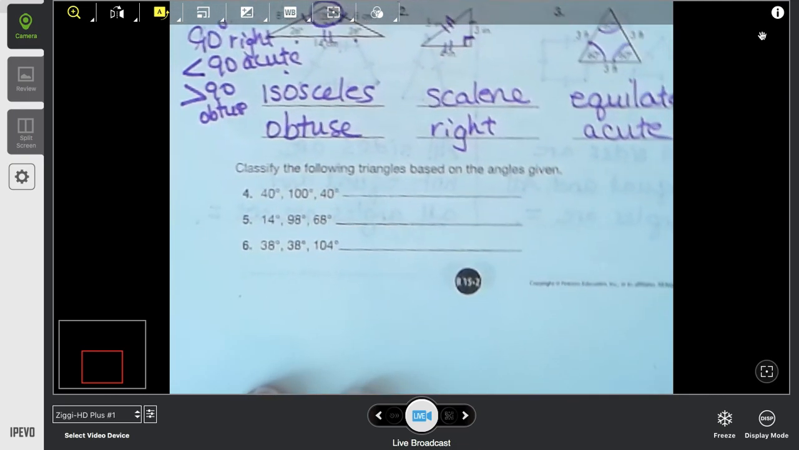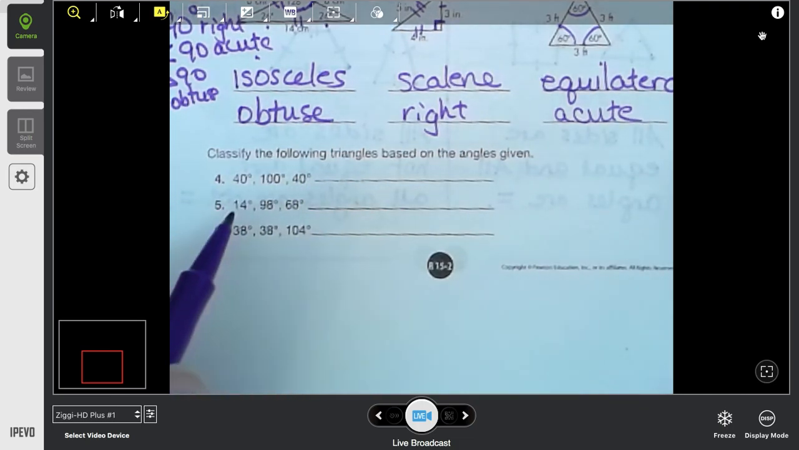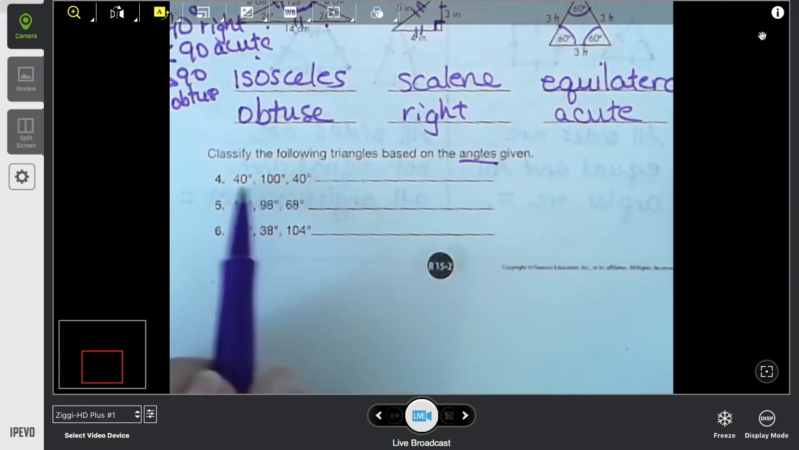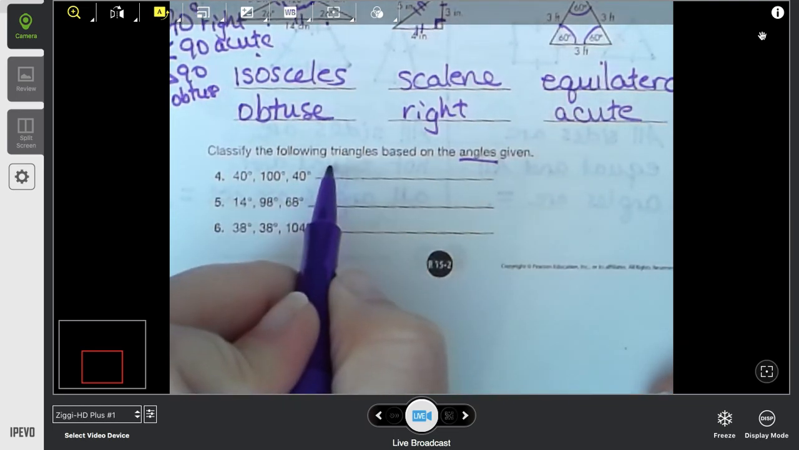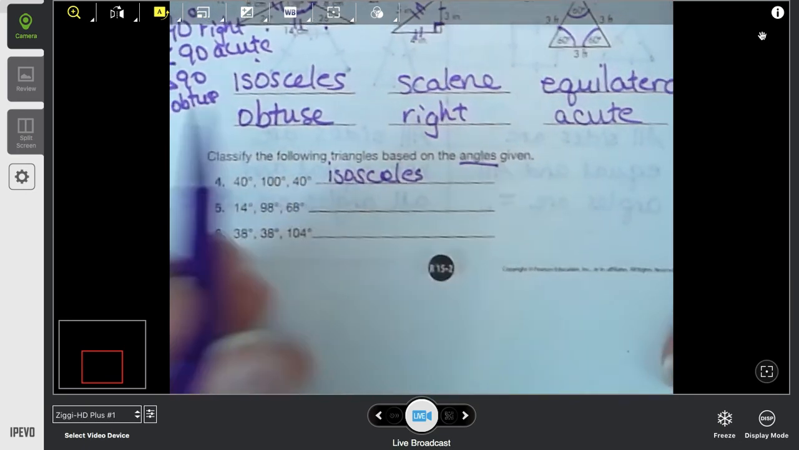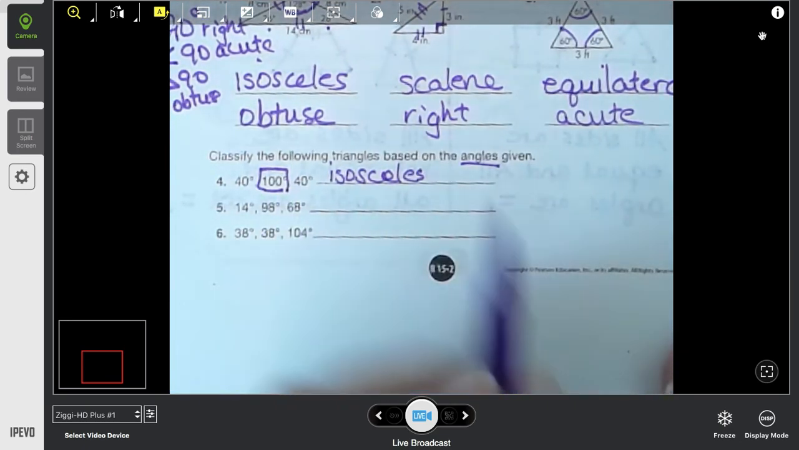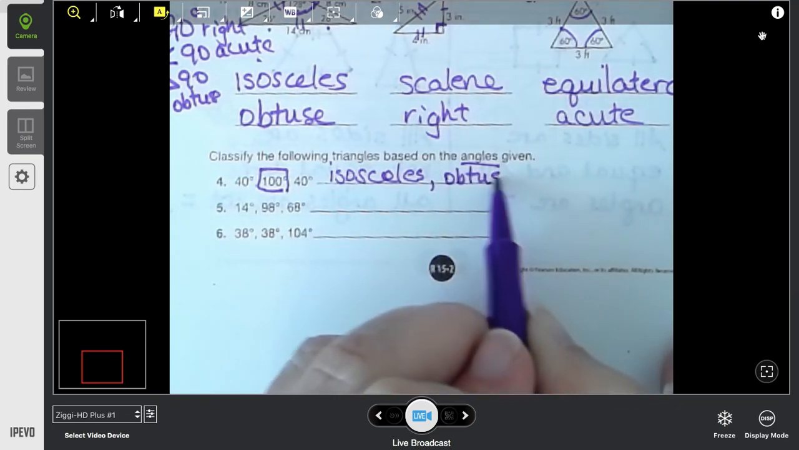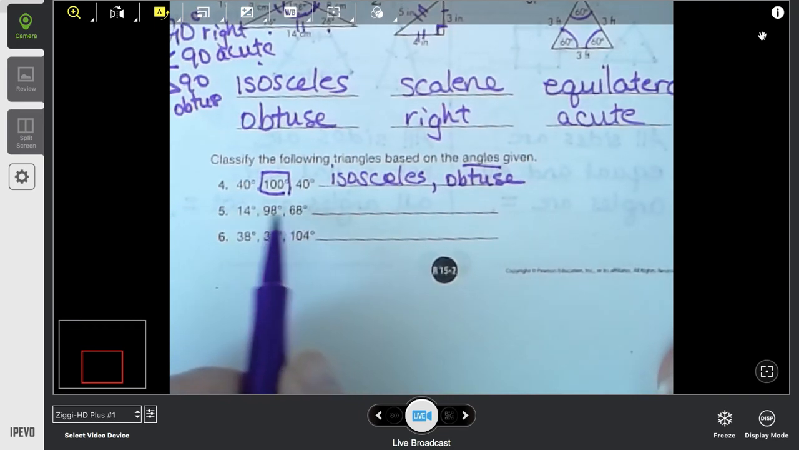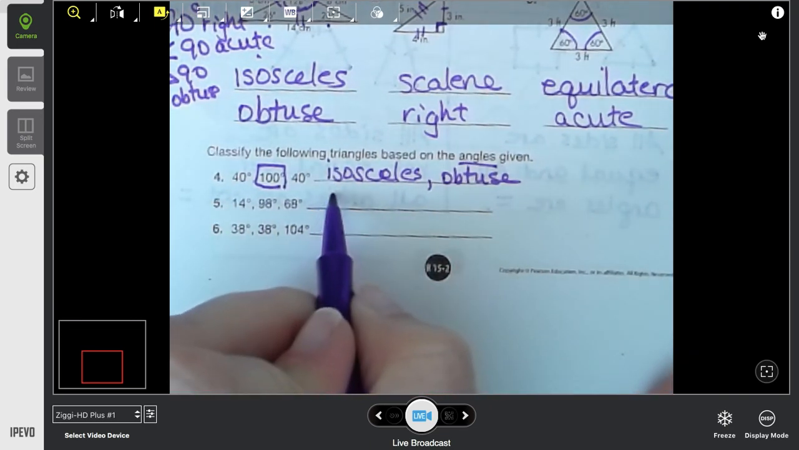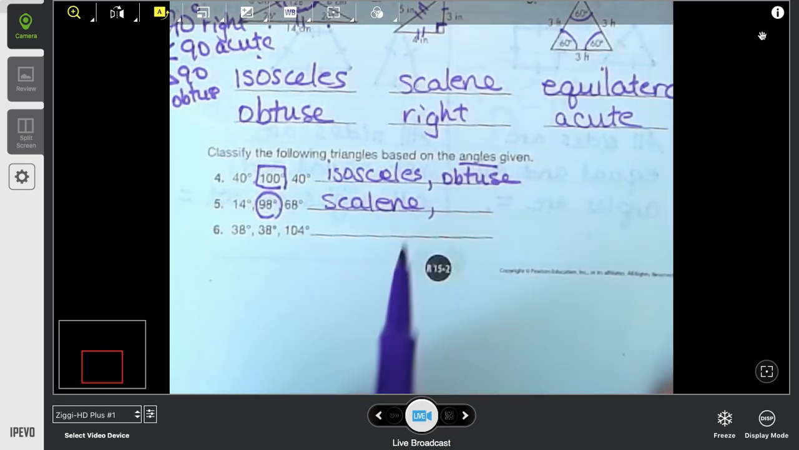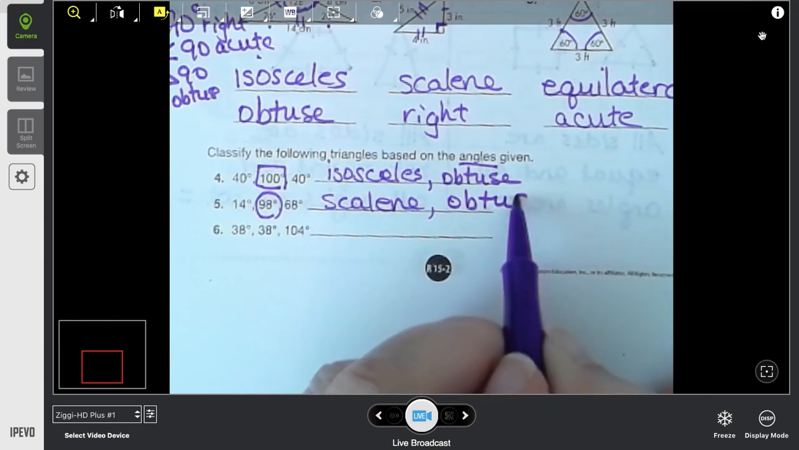All right, this one I don't have the picture, but I have the angles. So I can look at this and classify it based on the angles. If it's got 2 equal angles, that means it's isosceles because if it has equal angles, it has equal sides. And then it has this 100-degree angle, which makes it obtuse. 14, 98, 68. 3 different angles, 3 different sides. So it's scalene, and again, it has one above 90, so it's going to be a scalene obtuse.